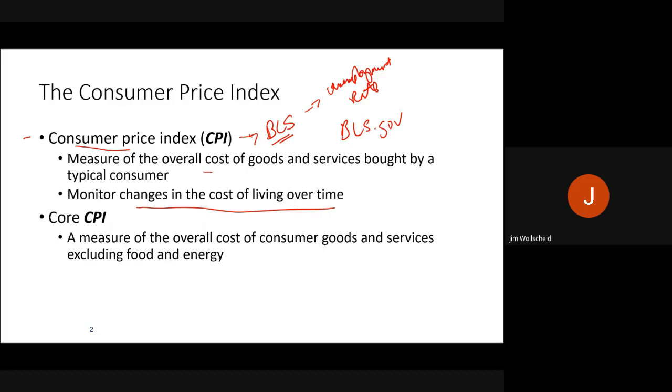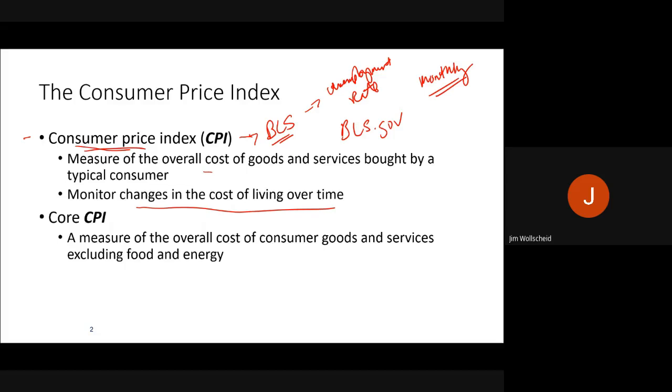Both the Consumer Price Index and the unemployment rate are calculated monthly. So they're calculated a little more often than the GDP deflator. This is one of the reasons we use the CPI: it's done more frequently than the GDP deflator.